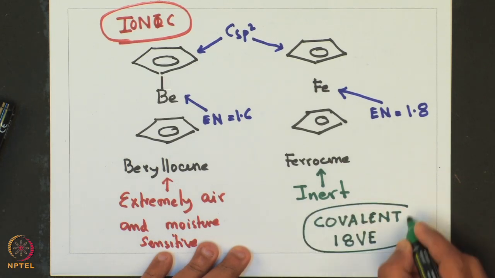So, what we see is that apart from electronegativity and polarity, there are certain important concepts like the nature of bonding, ionic or covalent, and also whether it is obeying the inert 18 valence electron rule or not, that governs the reactivity. So, that brings us to a very important point in this discussion.